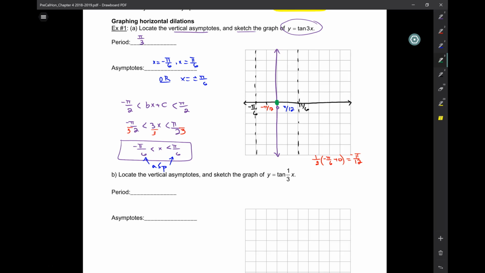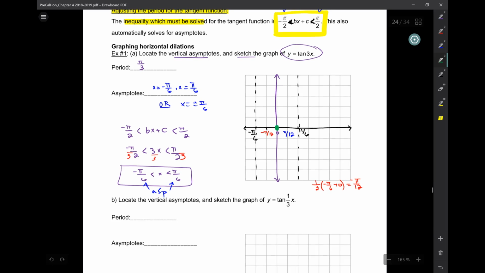Right. So now, look at this point here, pi over 12. How much is y when x is pi over 12? You know what? Let's just test it in this function. At x equals pi over 12, y is tangent of 3 times pi over 12. How much is that? Tangent of pi over 4. It's 1. So here it's 1. Okay, what is it going to be at negative pi over 12? Negative 1.